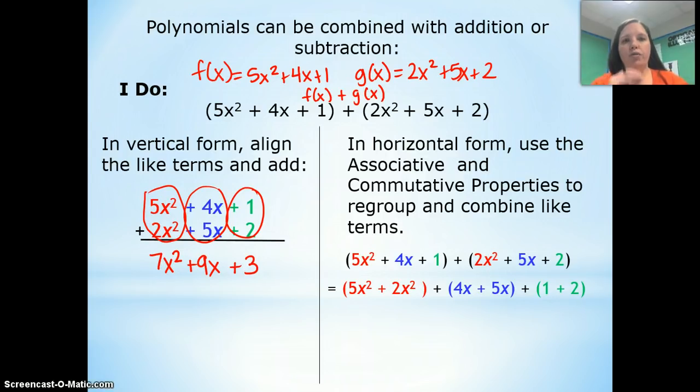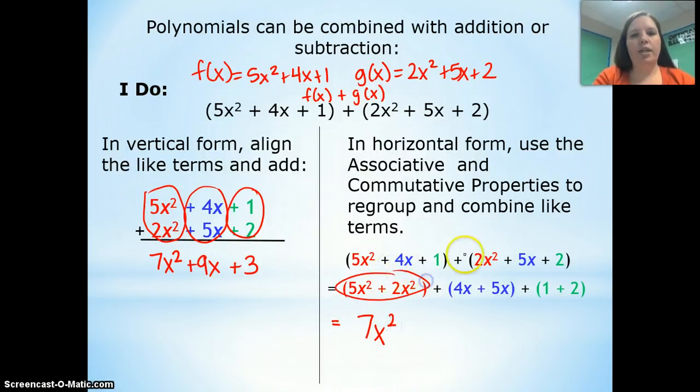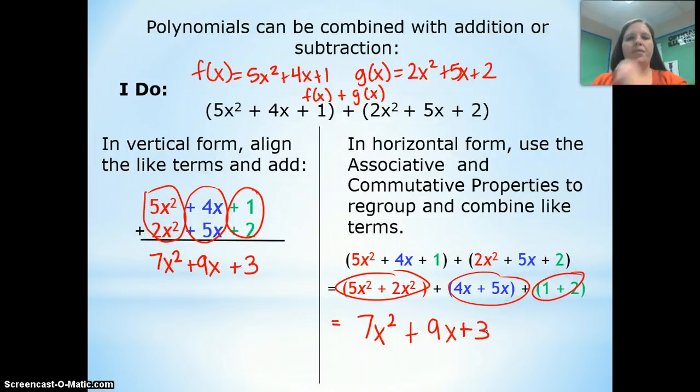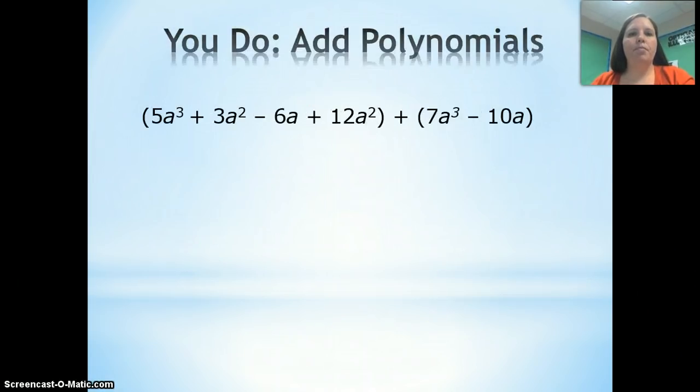Commutative says you can move the terms in whatever order you need, and then you can get the exact same answer. So 7x squared, because those are like terms. 4x and 5x, again, gives me 9x, and 1 and 2 gives me positive 3. So you can use either format, but here's one for you to try that's maybe a little bit harder.